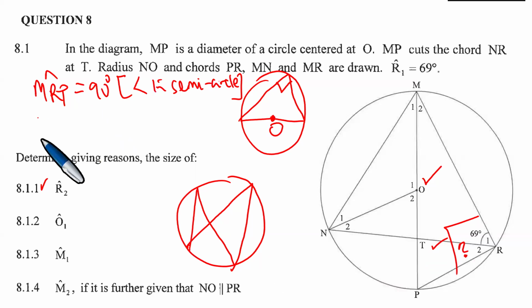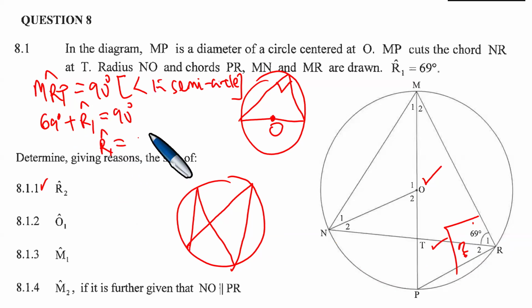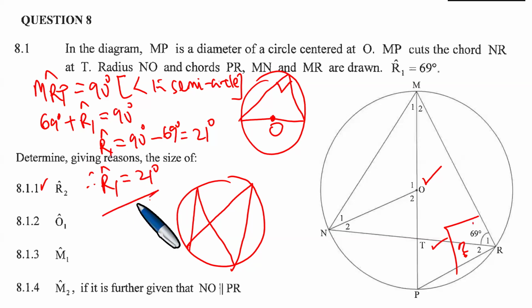If this whole angle is 90, it means that 69 degrees plus the angle R1 must be equal to 90 degrees. It means that this plus this is 90 degrees, and therefore the angle R1 is 90 degrees minus 69, which is 21 degrees. So the angle R1 is 21 degrees. The angle R1 equals 21 degrees. The rest of these are your home activity.